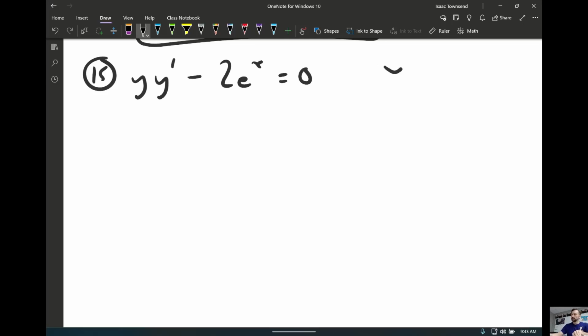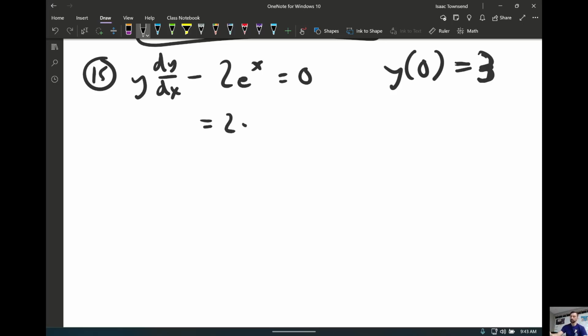But this is a little bit different because now they're giving us an initial condition. So we should not have C in our answer because we can actually solve for C. But you can still do the same first step. Change y prime into dy/dx. You still have the same first major goal of separating your variables. You're still separating your variables to make both sides integrate nicely.